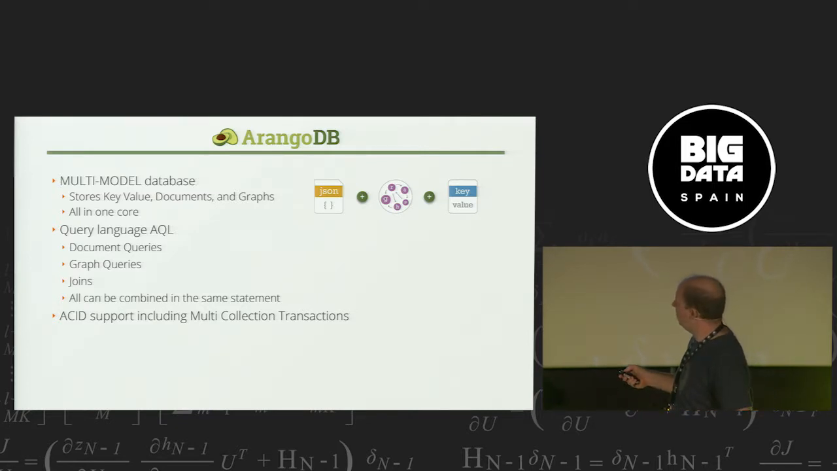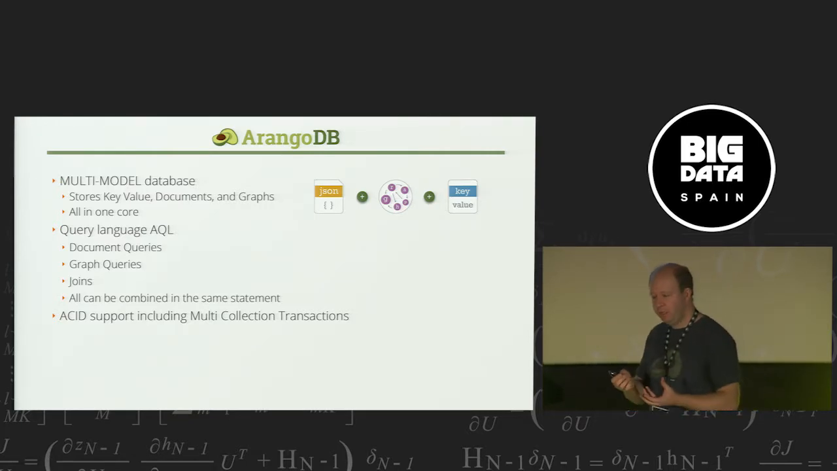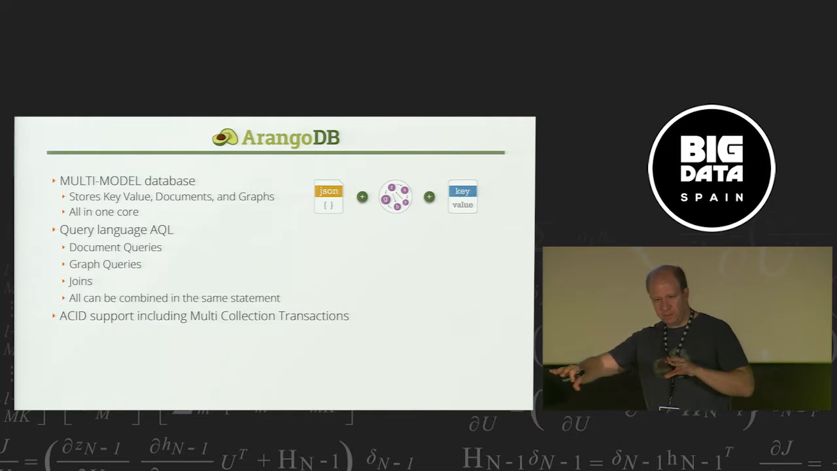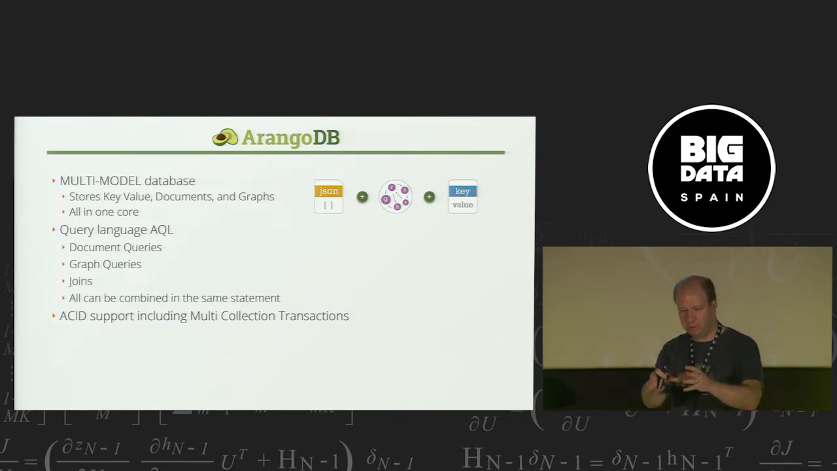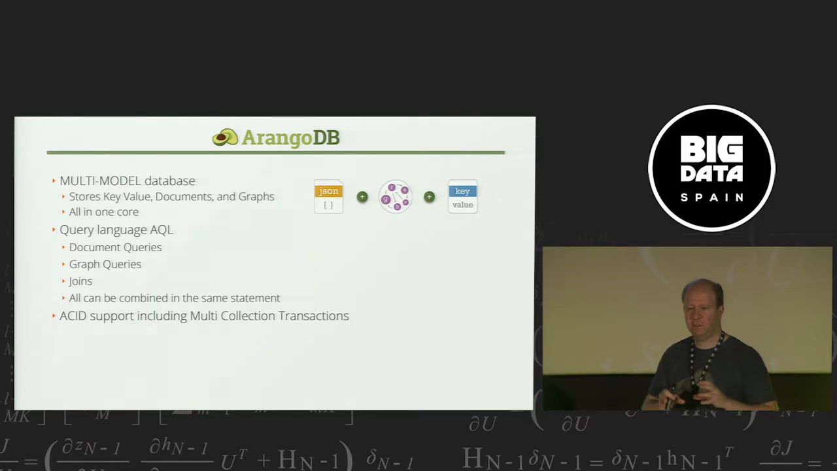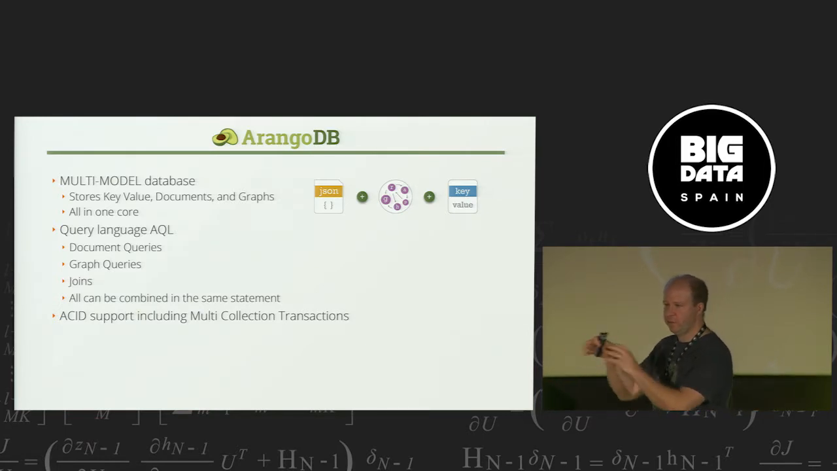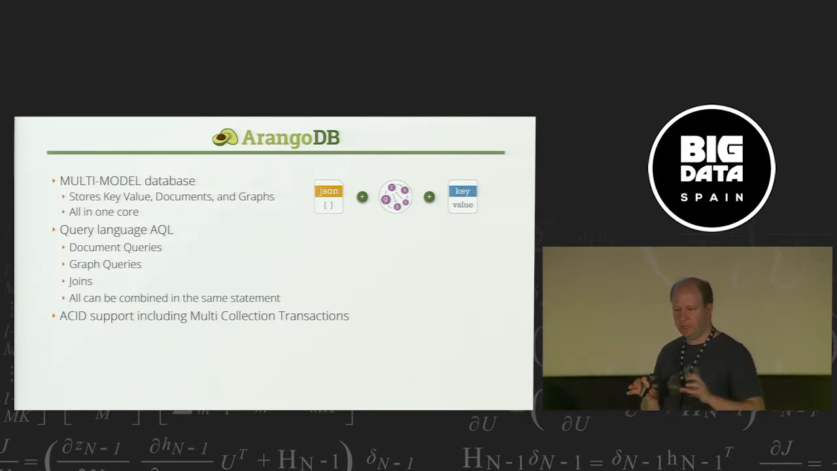namely key value pairs, documents in the form of JSON documents, and graphs. And actually, it's not separate engines, but it is one engine which has in one core all these data models. For example, we store a graph as a collection for the documents which represent the vertices, and a collection which represents the edges. And all the edges and all the documents are JSON documents, therefore we can store data with them.